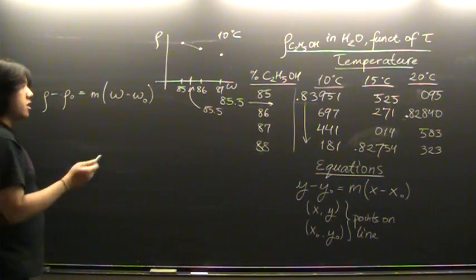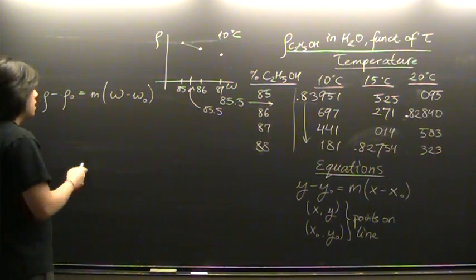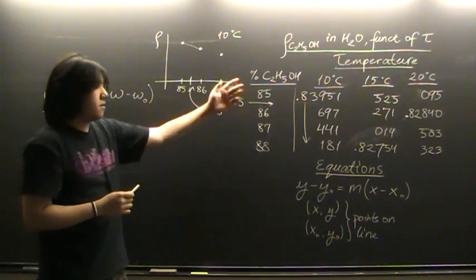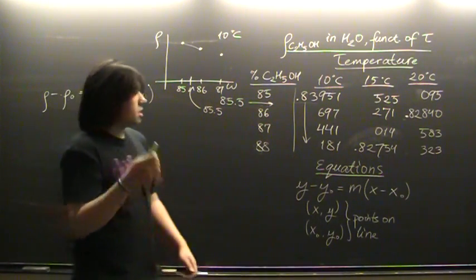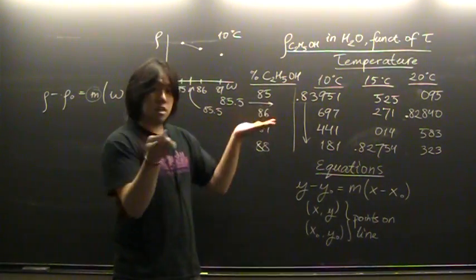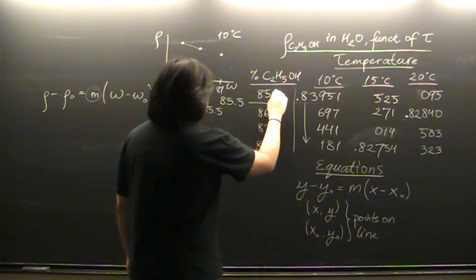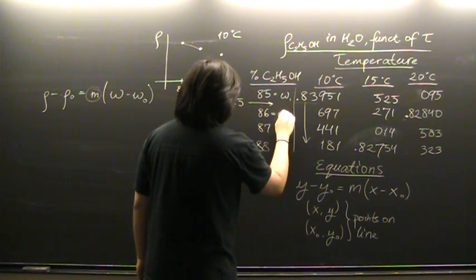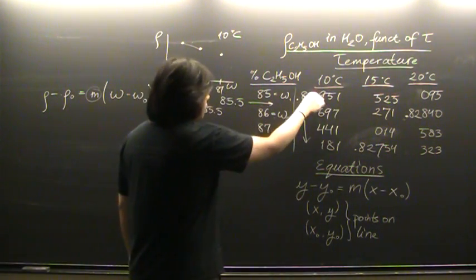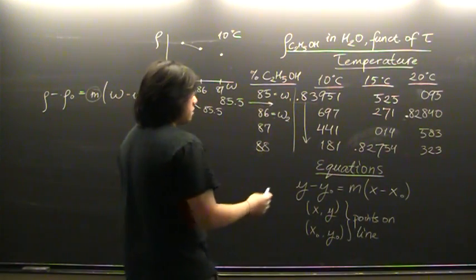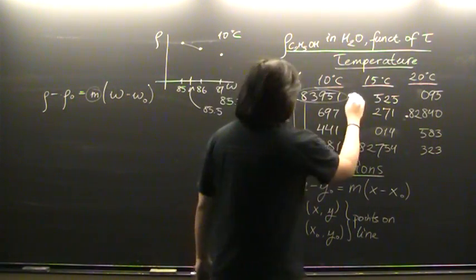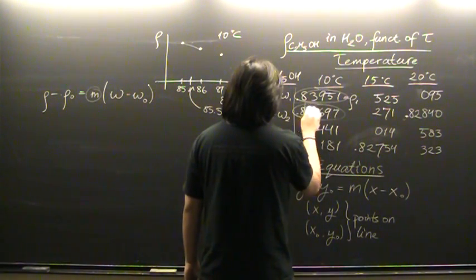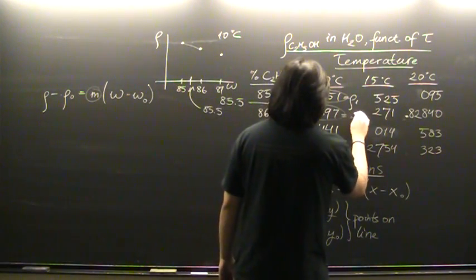So what we can do now is plug in points. Let's also get an expression for m in terms of these numbers here. Since I don't have that much space on the chalkboard, let's give these guys names. So let's say 85 here is going to be equal to w1. 86 is going to be w2. Their corresponding specific gravity values: this guy is going to be equal to rho 1. And this guy, remember, 0.83697, is going to be equal to rho 2.